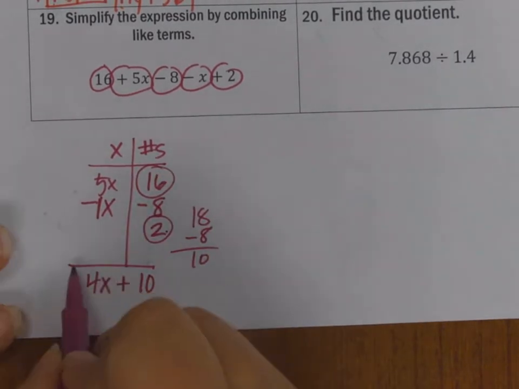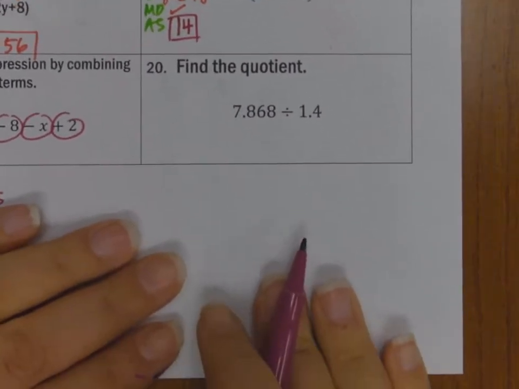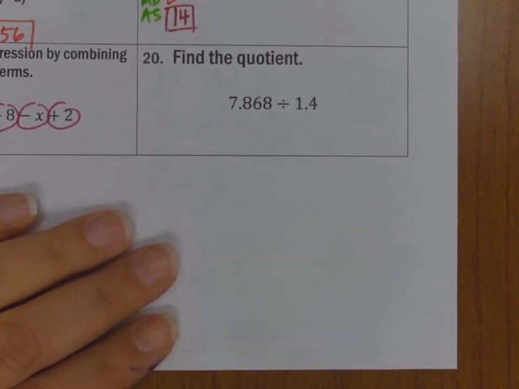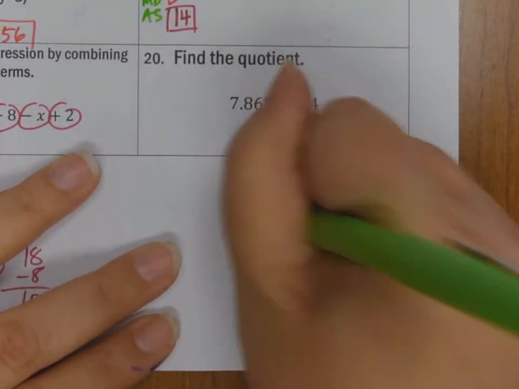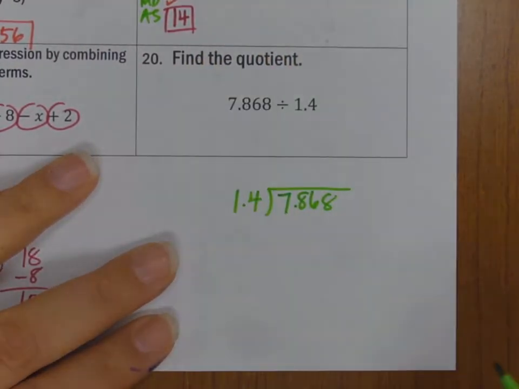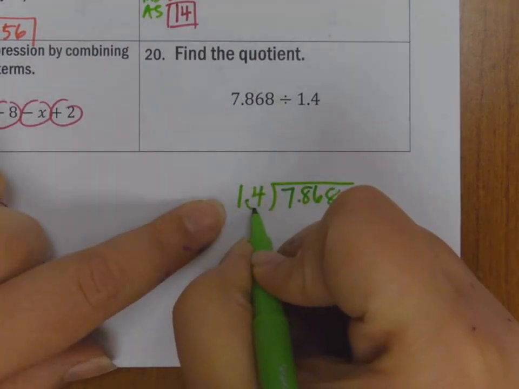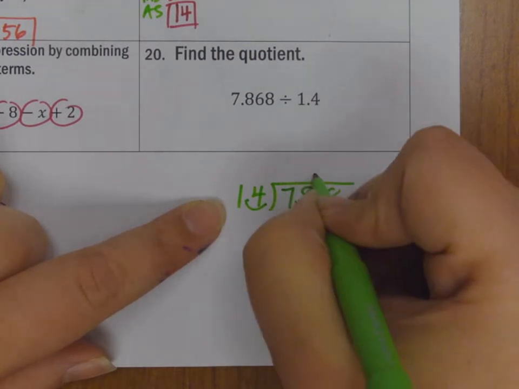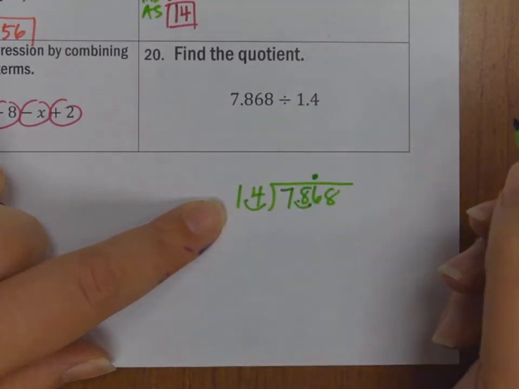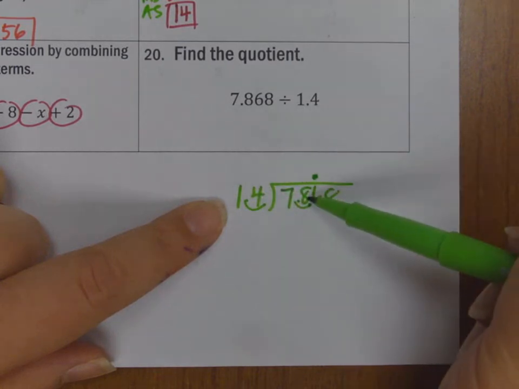Okay, now we're on to the last one, number 20, which is finding the quotient, which is division. Quotient is the answer to a division problem. So I cannot divide with a decimal out here in my dividend, so I move it over 1, move it over 1, and move it up. Okay, then I'm going to go, how many times will 14 go into 78?